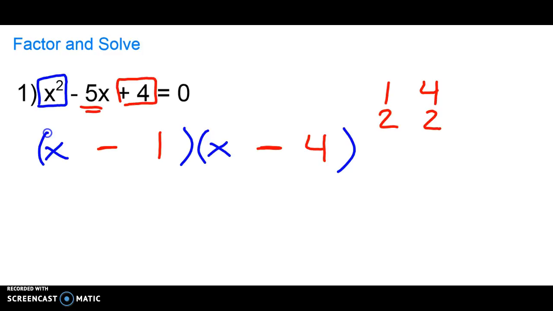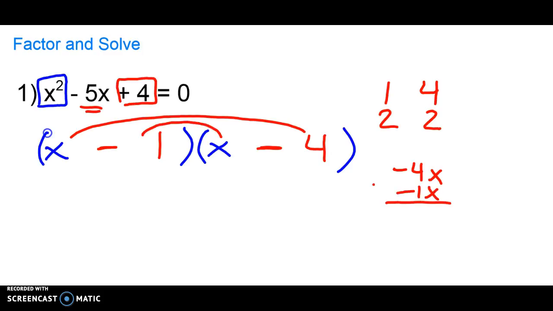So then you check it by checking the loops. You check the outer loop, so x times -4, -4x. And you check the inner loop, -1 times x, -1x. And if I were to add them together, I would get a -5x, which is what I'm looking for. I'm looking for the middle term. So this is how it factors.